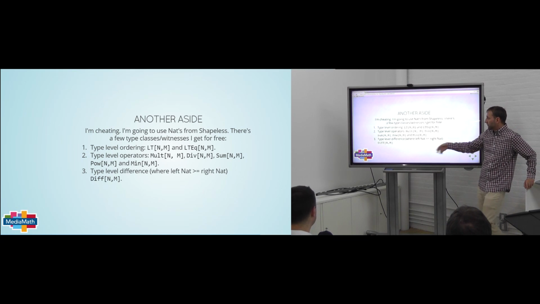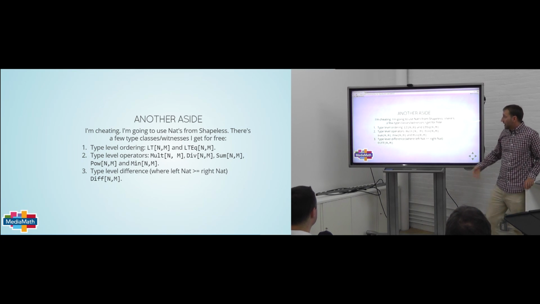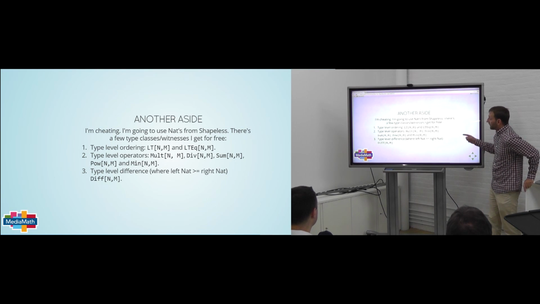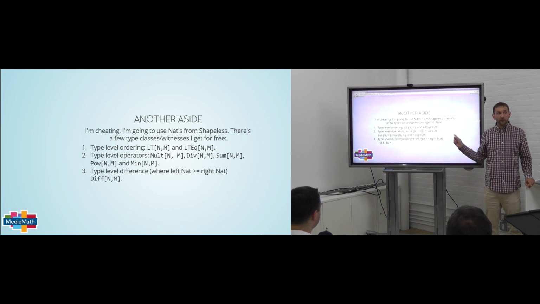I get multiplication, division, summation, power, and I also get this really nifty thing called Diff, where if the left is greater than or equal to the right, it compiles. And only if it's less than or... Wow, I could use that for my tree, couldn't I?